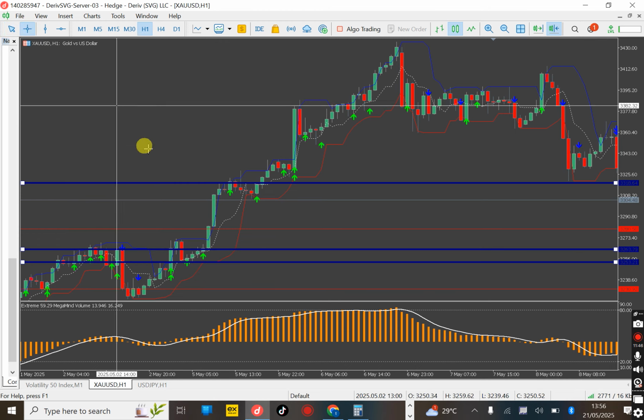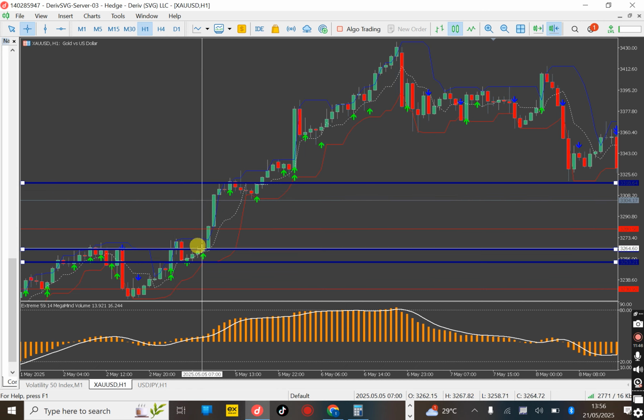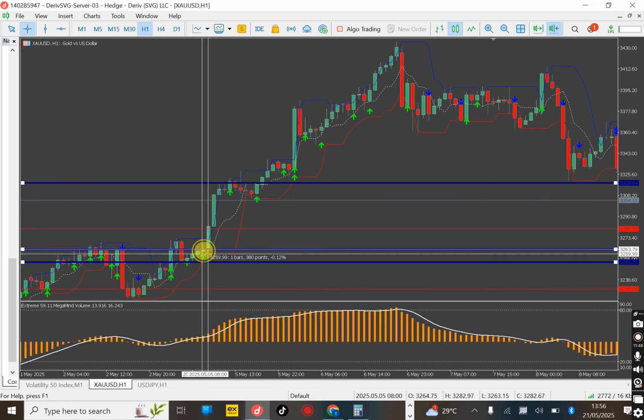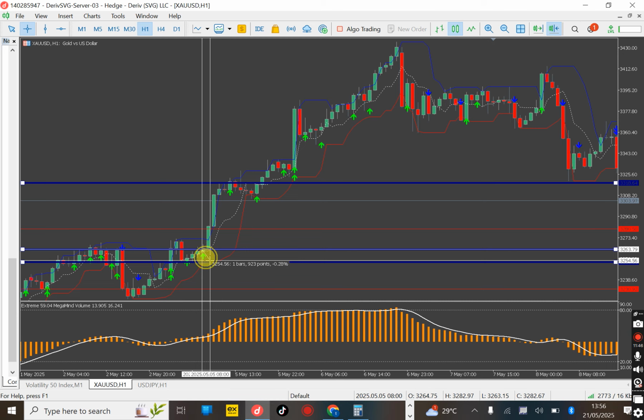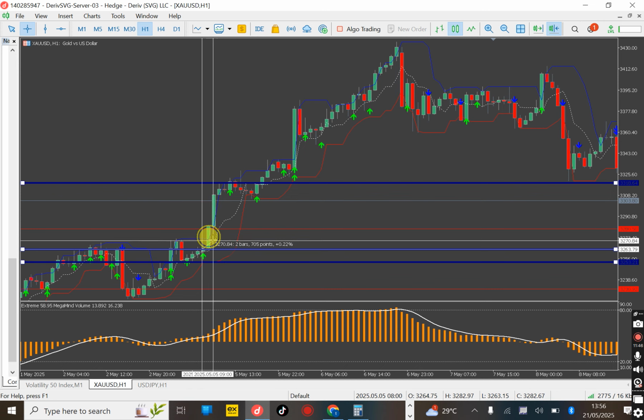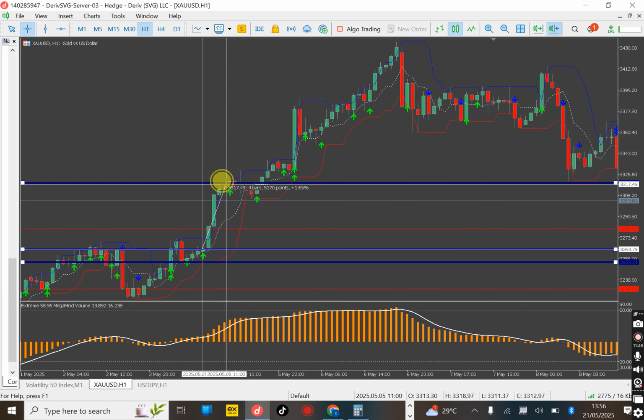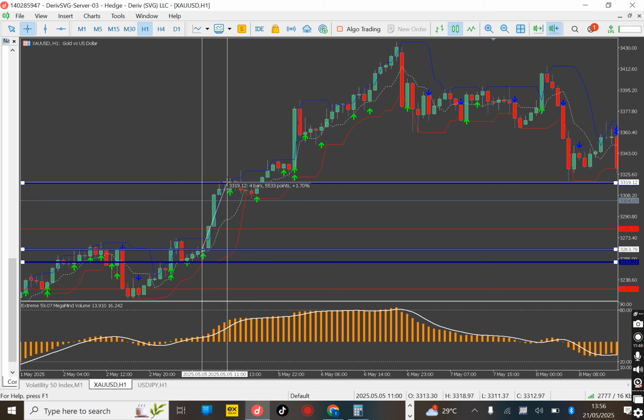Sorry, I'm risking only this to this. That's like 950 points, so that's like 95, right? And then see my target. I have over 5,533. That's 550 pips. It's like I'm risking 95 pips for 550 pips.